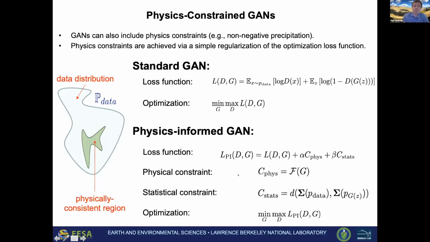Some of these can be relatively straightforward, like having non-negative precipitation, or you can include many more terms. Then there are some questions about how you set alphas and betas for your loss function using the statistical constraints, but that's the general structure here.